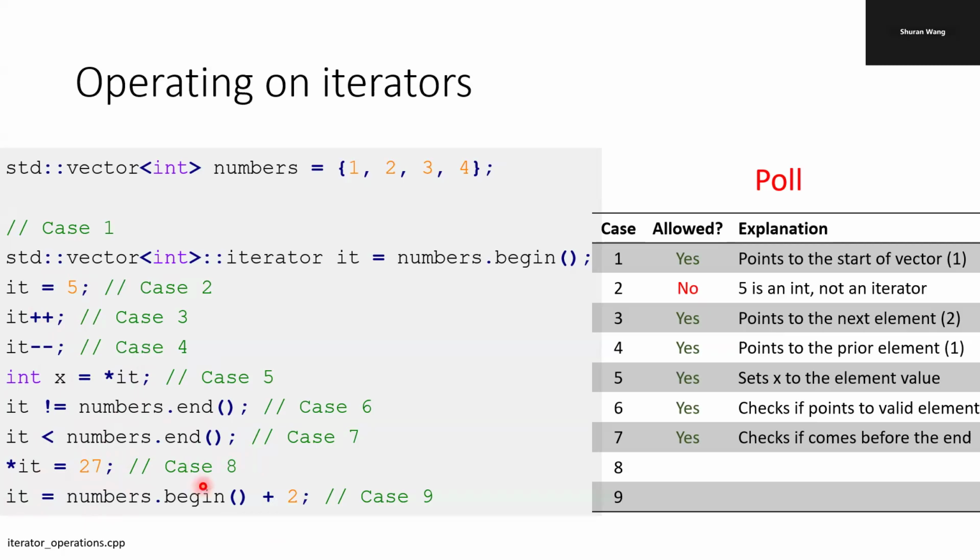Now case 8: dereference IT equals 27. Who thinks this is allowed? Who thinks this is not allowed? Yeah, this is allowed. You're able to write into wherever the iterator points to. Now, last case: IT equals numbers.begin() plus 2. Who thinks this is allowed?